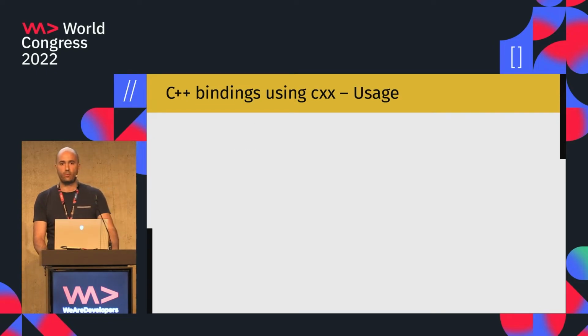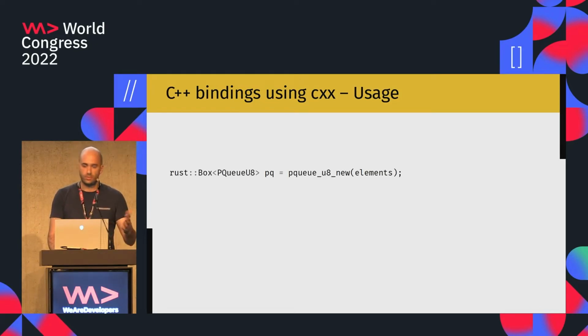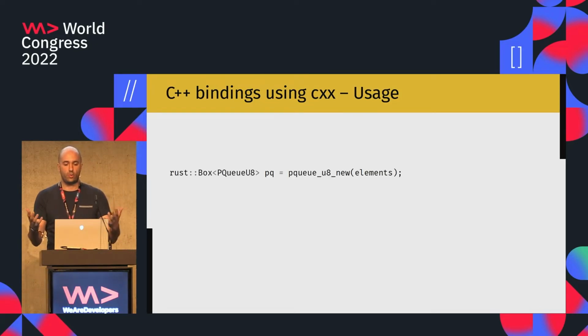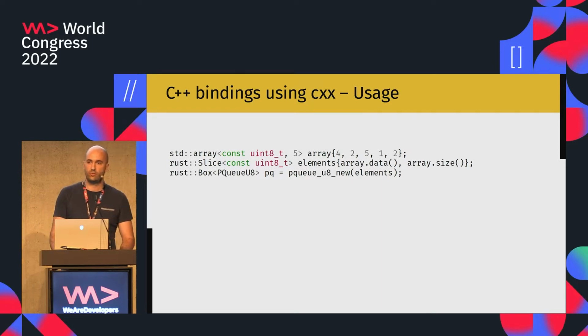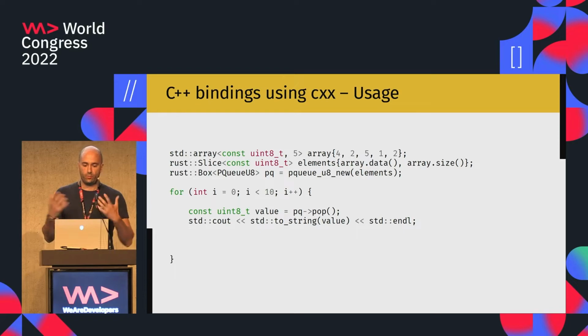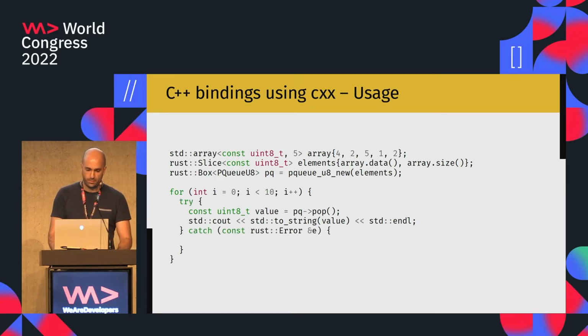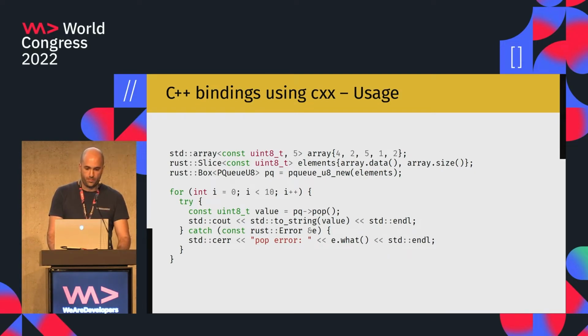Let's take a look at how we might use our Queue C++ API from C++. So we call the constructor, and we pass it elements. Elements is a Rust slice, and it's backed by a standard C++ array. We loop a few times, and we pop from the queue, and we print out the values that we pop. And then we use exception handling to handle errors, such as the queue being empty. And we print out the exception's message, if that's the case.